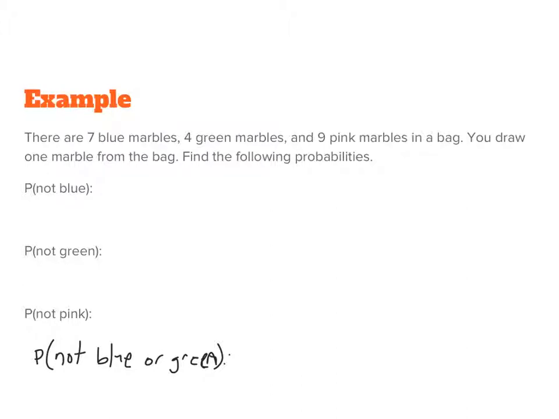So now we've got a bag that has 7 blue marbles, 4 green marbles, and 9 pink marbles. We draw 1 marble from the bag. We're going to find the probabilities. Okay, so probability of not blue. So the first thing we need to do is find the probability of drawing blue. So there are 7 blue out of a total of 7 plus 4 plus 9. That gives me 20. So the probability of blue is 7 over 20.